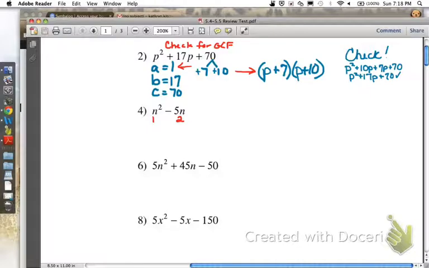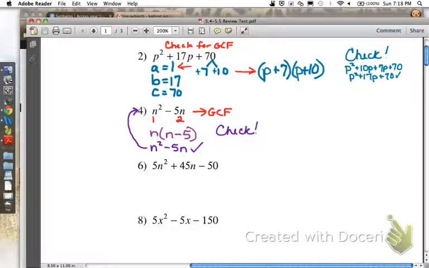In question number 4, we're given two terms. With two terms, you're really only given two options from what we learned in class, and that is difference of two perfect squares and GCF. There are other options, but those were the only two that we've studied so far. So let's again start at the top, look for GCF. The GCF is going to be n, because it's in both terms, and we can factor it out or divide it out. And again, what we want to do is check it and make sure that it equals what we started with. To check, you just simply multiply that n into the binomial n minus 5.